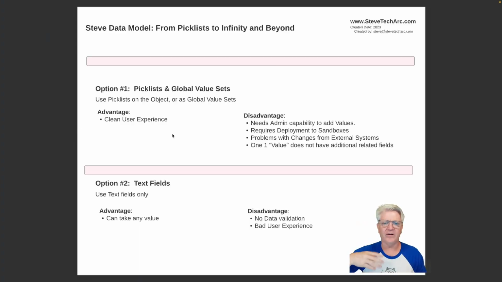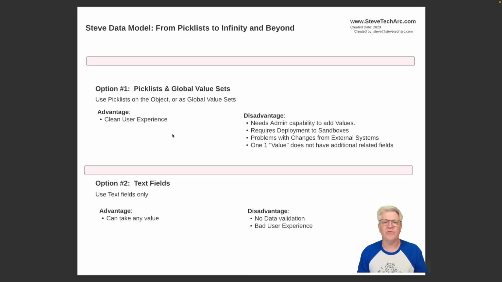So when you have a field that could have a set of fixed values, you need to choose between a set of discrete values. A Picklist is your best choice. And if you think that those set of values might be used in more than one place, then you're going to create a global value set. This offers a very clean user experience. However, it requires an elevated admin capability to add values. Two, you're going to have to be deploying these new values through your metadata, through your sandboxes.